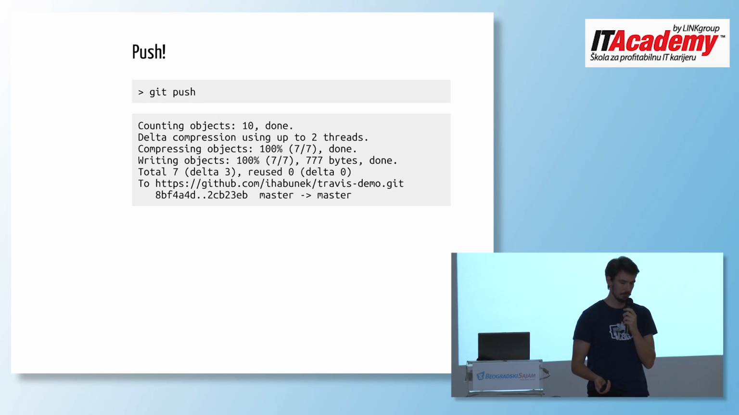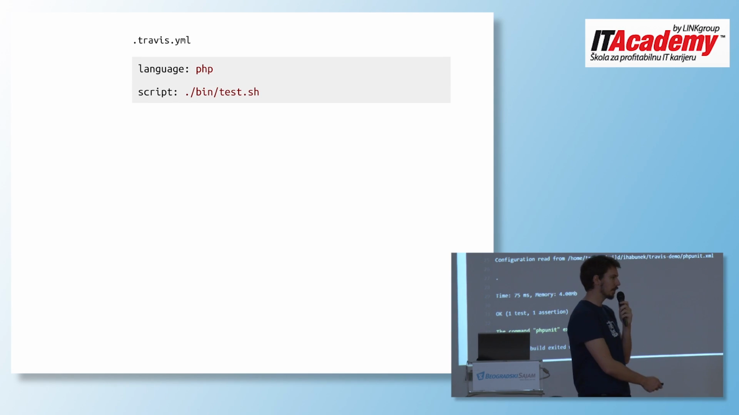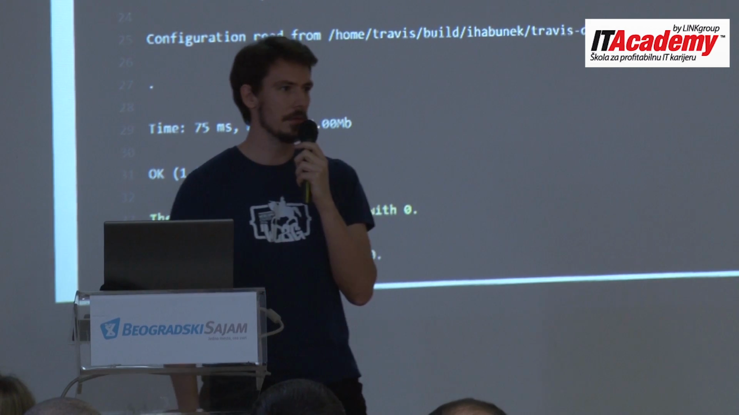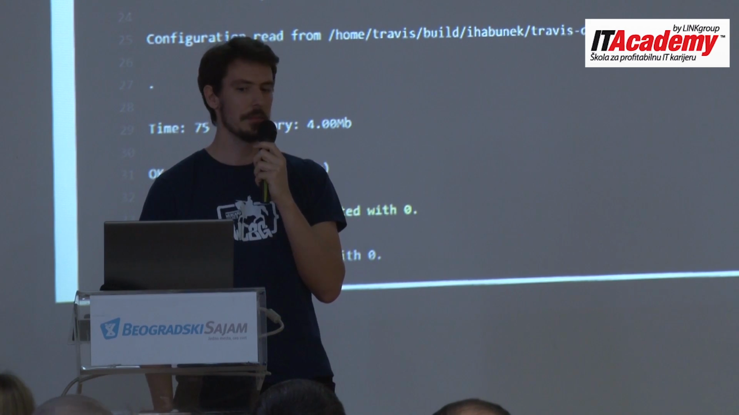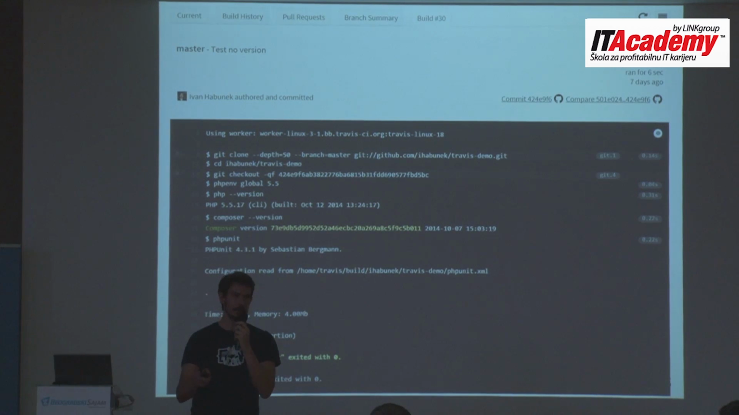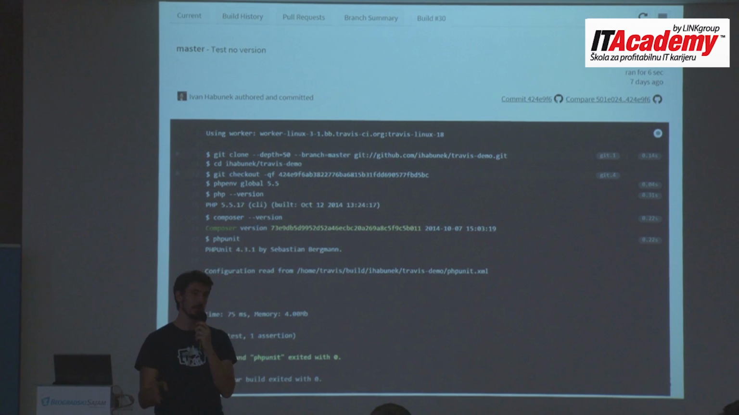You push your code, you go to the Travis page, and you can see that it actually did the exact same thing you did locally a minute before. It will run PHPUnit, and it will tell you if your tests have passed or if they have failed. If they have failed, it will send you an email telling you tests have failed, you need to do something. Go there, fix it. Okay?